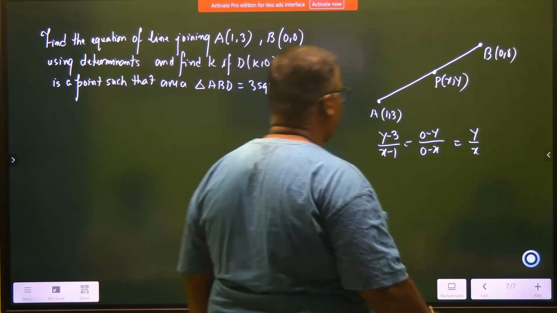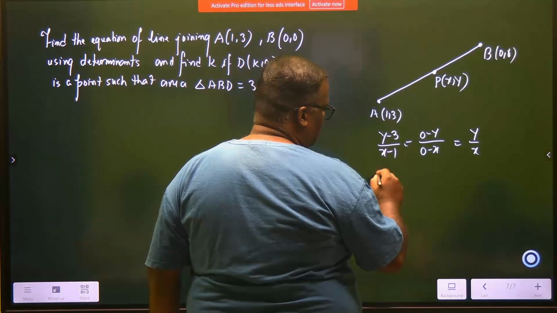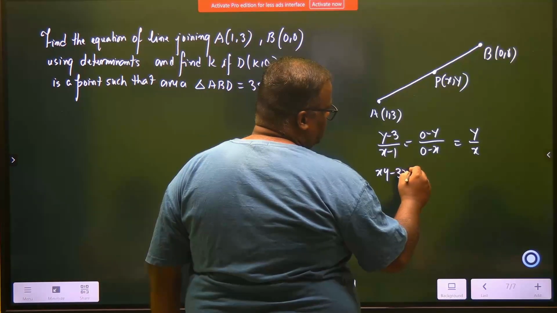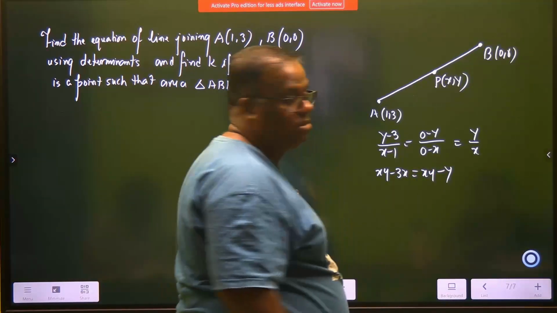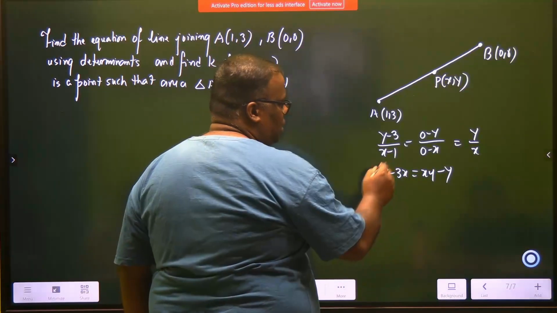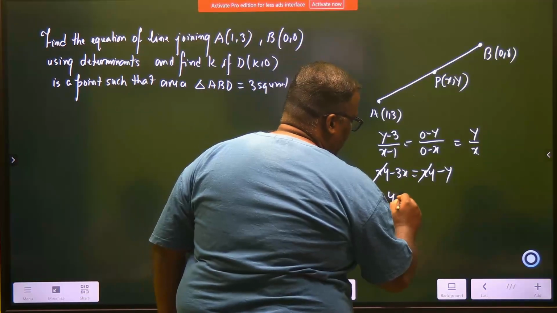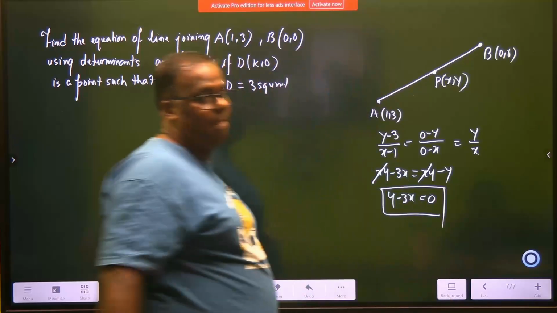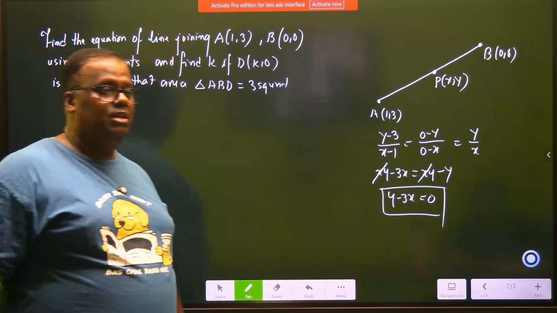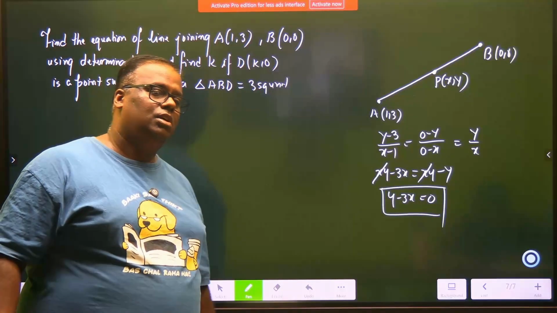Clear? So what is your equation? xy minus 3x is equal to xy minus y. Correct? So xy cancels. y minus 3x equal to 0. This is the equation of the straight line. Very easy. Did you understand how we found it? The slope is the same.